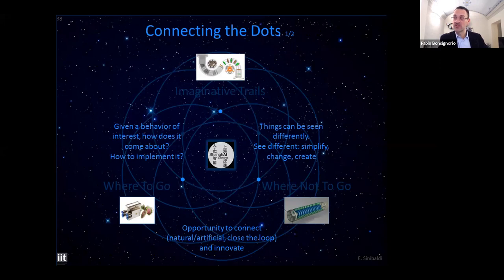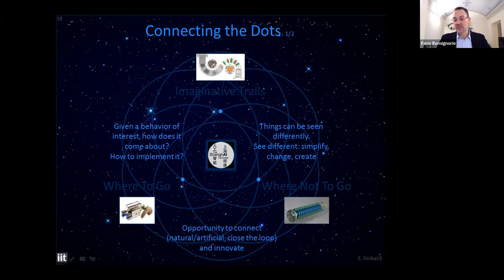How to implement it? And I think that modeling could be very helpful in answering these points, as we have seen for the first story, the one on natural systems, but also for artificial systems. And of course, things can be seen differently. Here we have seen how, for instance, symmetry allowed us to simplify our approach, change and innovate in a sense. So here, simplicity is not being trivial. It's a kind of result of being very refined in a sense.